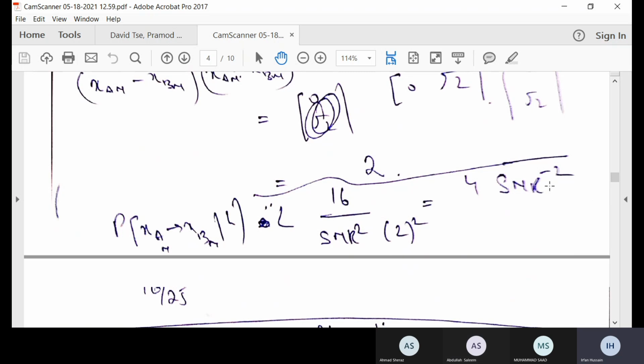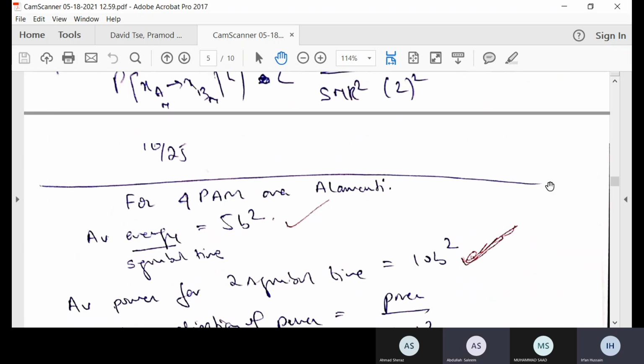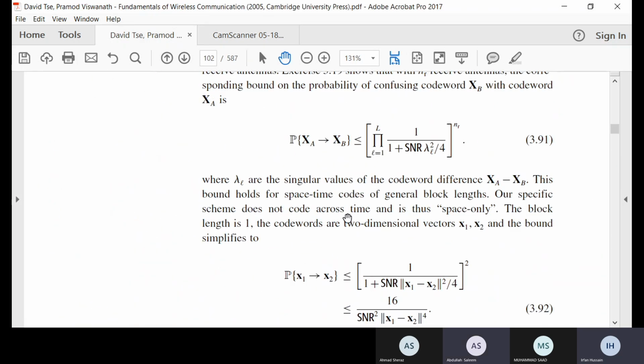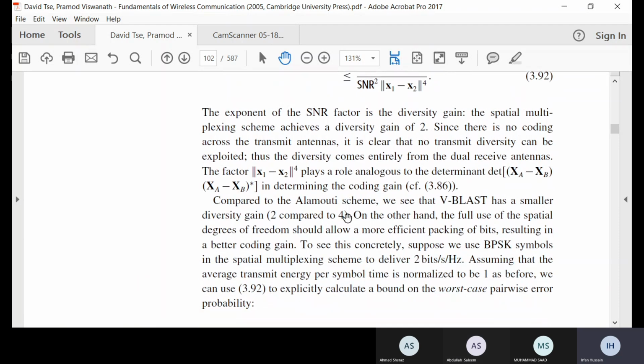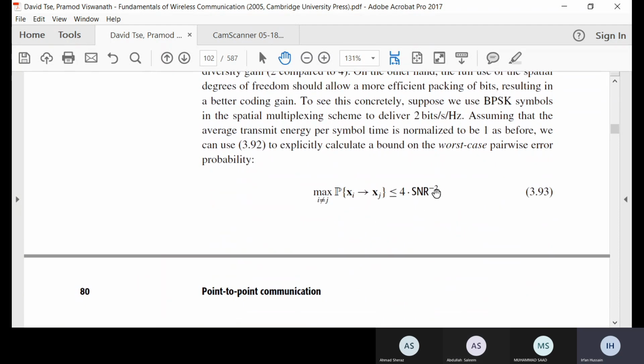So 4 SNR minus 2 will be your answer. And you can check in the book that he also says the answers come out to be 4 SNR minus 2.